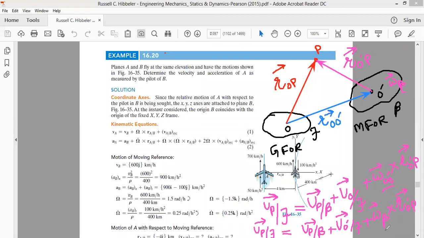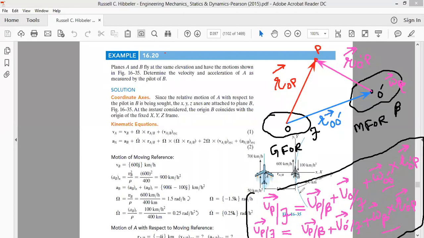This is the expression for velocity. Both these expressions are the same. We will be using these expressions for finding the velocity of A with respect to the velocity of B. This is one. The second expression is about the acceleration.